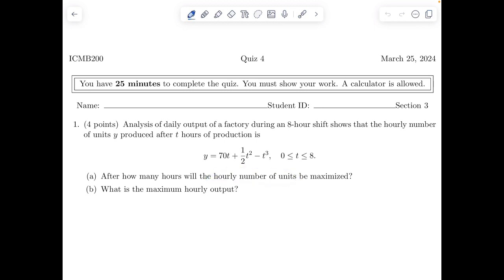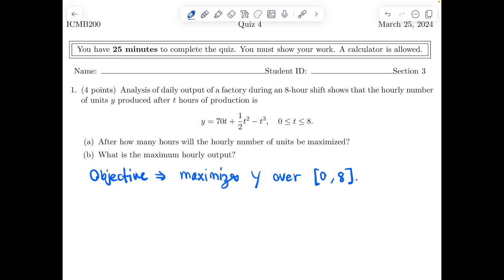So the objective is to maximize y over this interval from t equal to 0 to t equal to 8. Right? So this is absolute extrema over a closed interval. The first step is to find the derivative. So you differentiate. You get 70 plus 1 half, the 2 comes down, t to the power 1, minus 3t squared.